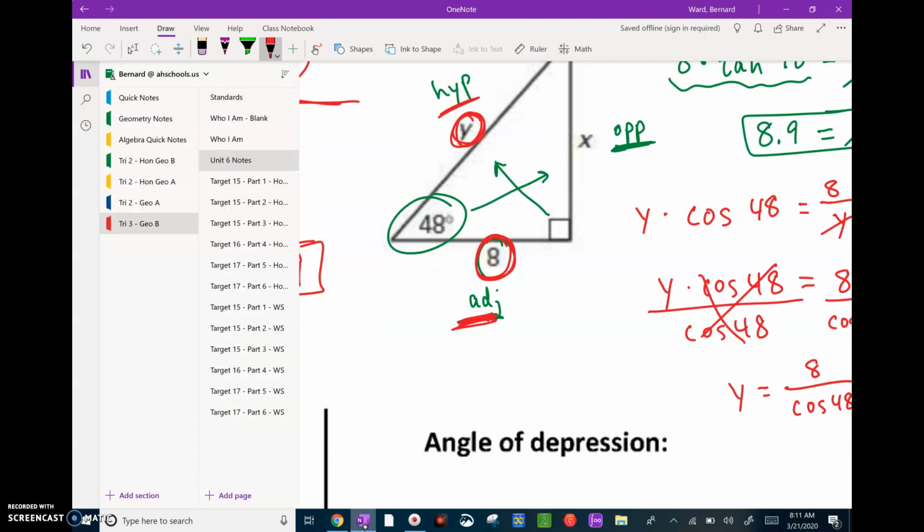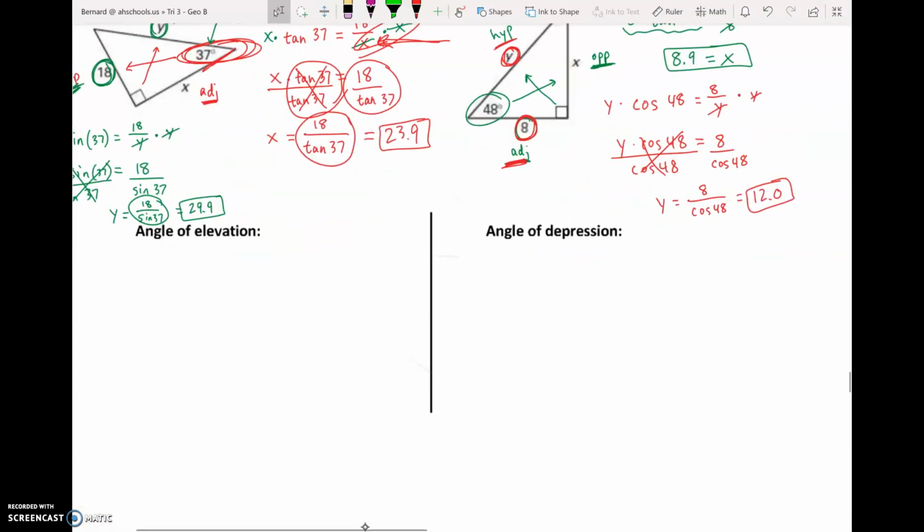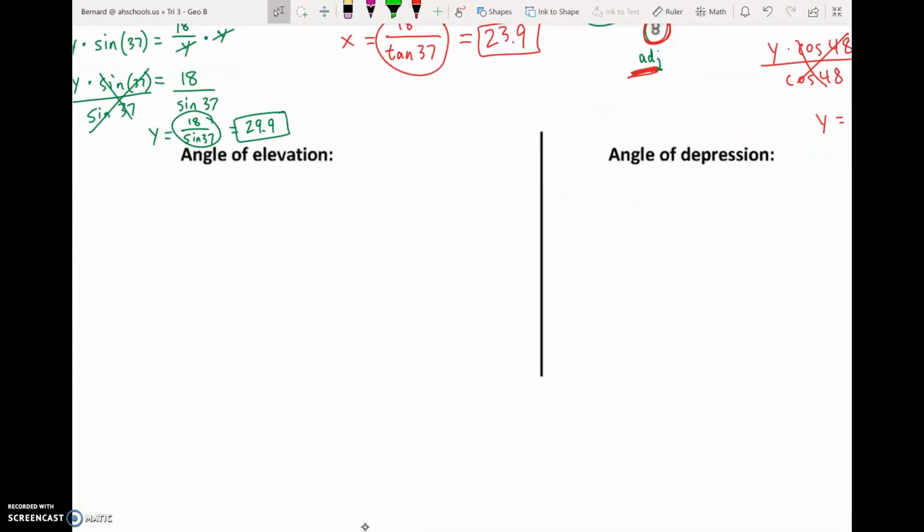All right, let's keep going. Almost done with the notes. I know this has been quite a long section. However, it is super important and also super useful for the rest of your math career.